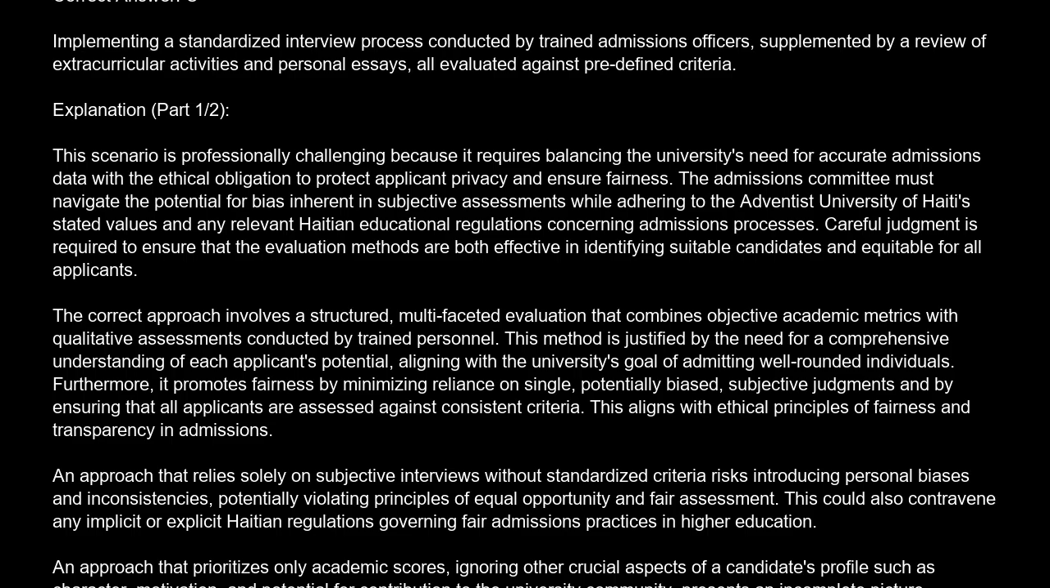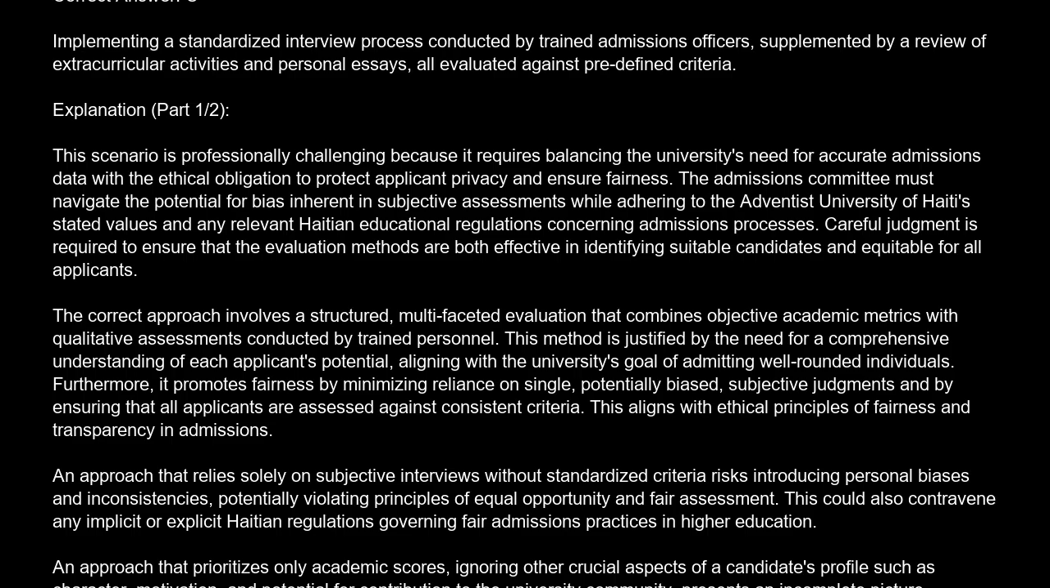The correct approach involves a structured, multifaceted evaluation that combines objective academic metrics with qualitative assessments conducted by trained personnel. This method is justified by the need for a comprehensive understanding of each applicant's potential, aligning with the university's goal of admitting well-rounded individuals. Furthermore, it promotes fairness by minimizing reliance on single, potentially biased, subjective judgments, and by ensuring that all applicants are assessed against consistent criteria.